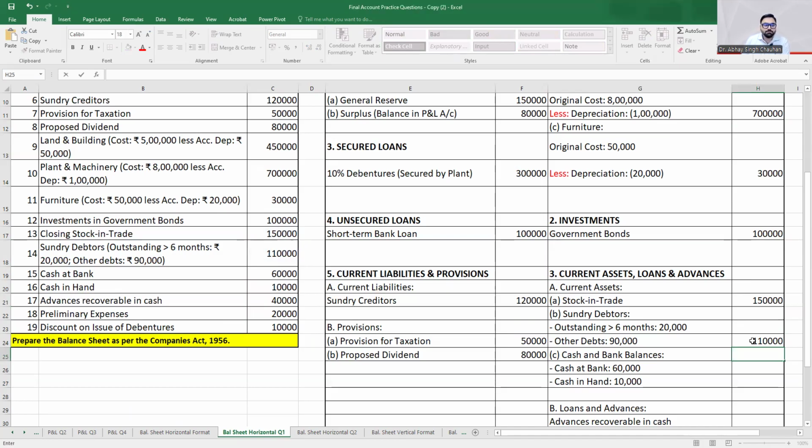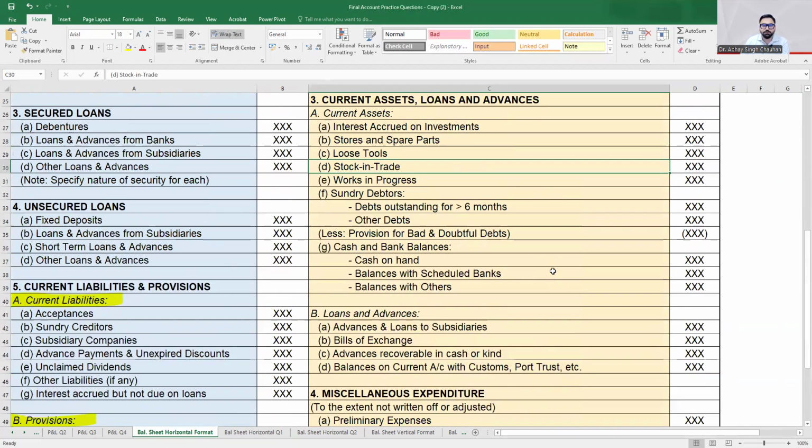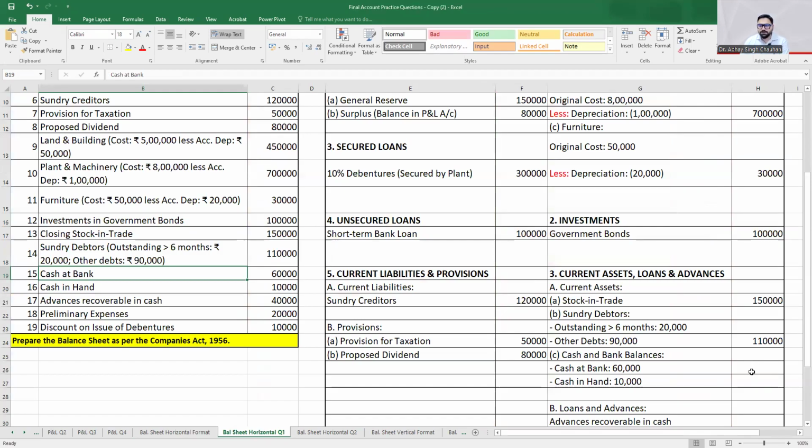Then coming to the next one, we have cash at bank and cash in hand, point number 15 and point number 16, you can see. When we talk about cash at bank and cash in hand, both these items are part of your cash and bank balances, which comes under the category of current assets, loans and advances. Again, we are going to the horizontal format, and you look at the format over here, and you see the cash and bank balances, right? So this is the cash and bank balance. Under the category of cash and bank balance, these two items will come in, that is cash in hand and cash at bank. So we'll copy these values over here.